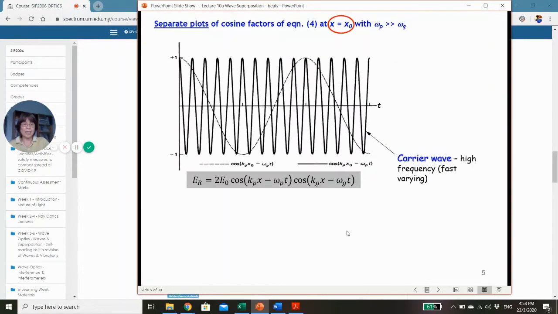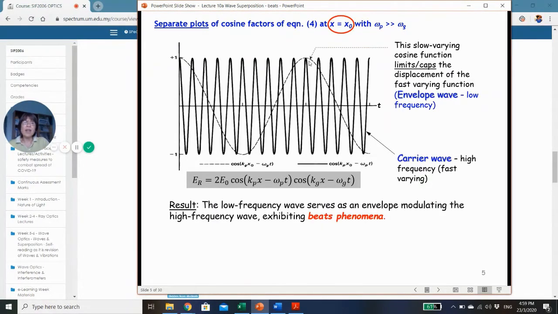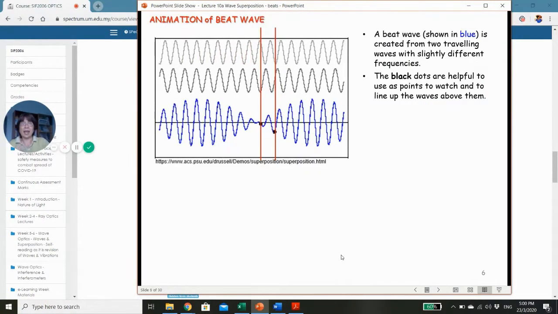So how do we visualize that? Here is an example of the resultant of the two waves. This is what you will see. The high frequency component here is what we call the carrier wave. It's varying very fast. And then we have another slow varying cosine function here. It will limit the carrier wave's amplitude, and we can also denote it as an envelope wave, which is of lower frequency. This low frequency wave serves as an envelope that modulates the high frequency wave in such a way that it produces beats.